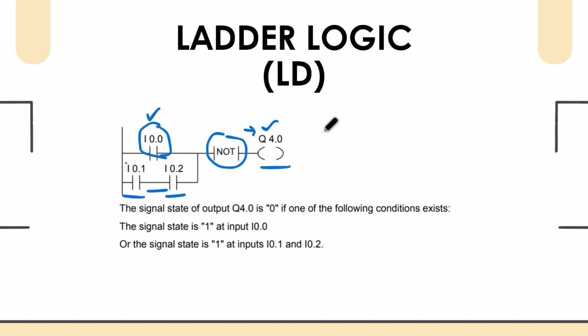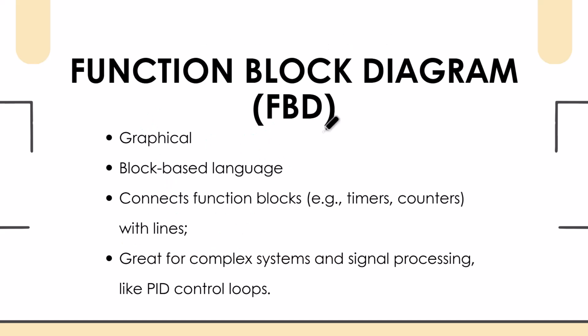Moving on to the next programming language, which is the function block diagram. It's a graphical language, and it is very easy to understand. It uses various blocks for various operations. For example, if we have timers, if we have counters, or if we have any other operation, we will be using blocks for the specific operation.